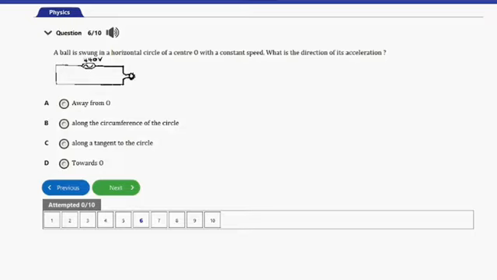So guys, actually when you swing a ball about a center at a constant speed, the ball tends to move towards the center, and that's towards O here. So option D here is the answer to this question. So let's go ahead and consider the next question, guys.